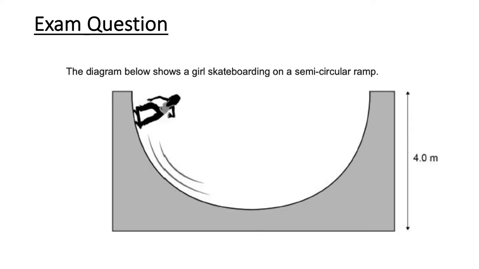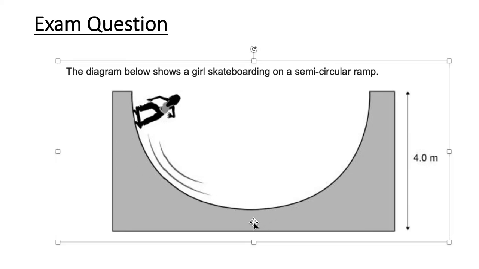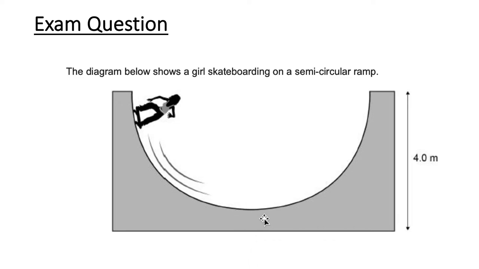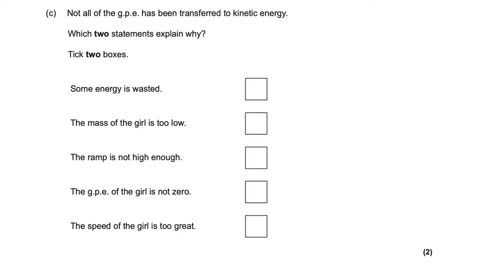She will have some gravitational potential energy. So she's got gravitational potential energy. As she goes downhill, she loses it and gains kinetic energy. As she goes back up, the opposite will happen. So some energy is wasted due to friction as she skateboards, and she doesn't get all the way to the bottom, so her GPE won't reduce to 0 completely. Okay, so not all of the GPE has been transferred to kinetic energy, because some is wasted and the GPE is not 0.